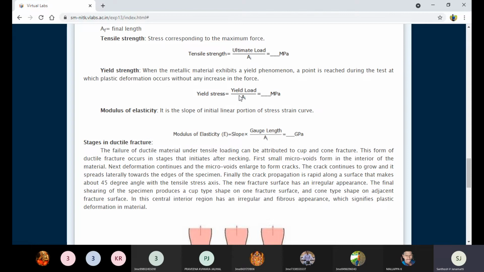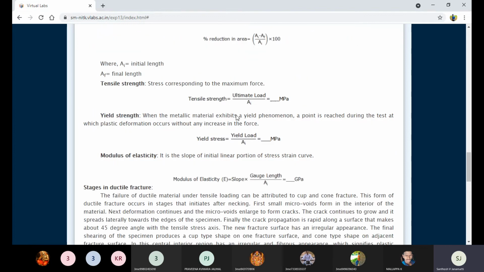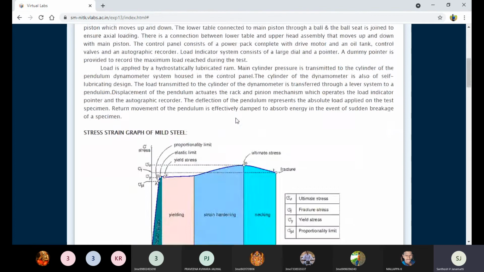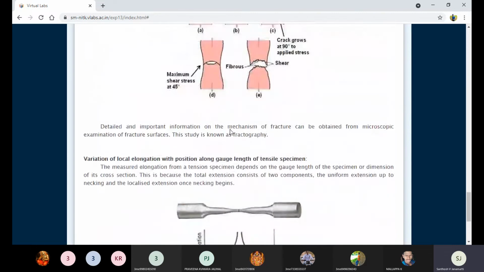Yield strength is equal to yield load divided by the original cross-sectional area of the sample. Now modulus of rigidity: gauge length divided by cross-sectional area of the sample. Slope, that is stress by strain. This is the modulus, meaning Young's modulus, found with the help of the slope.